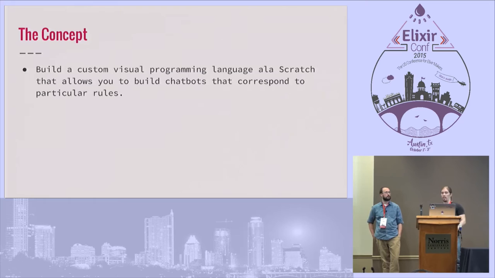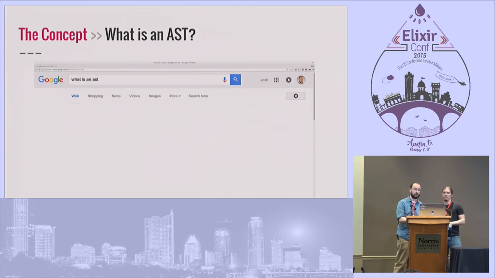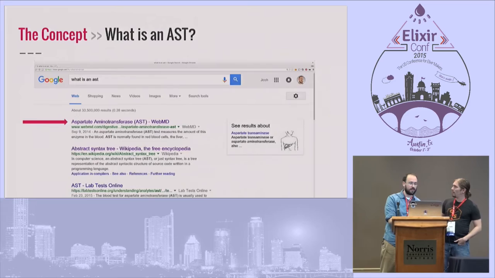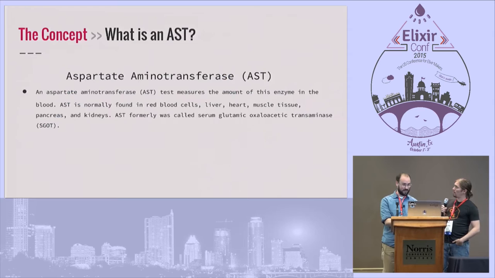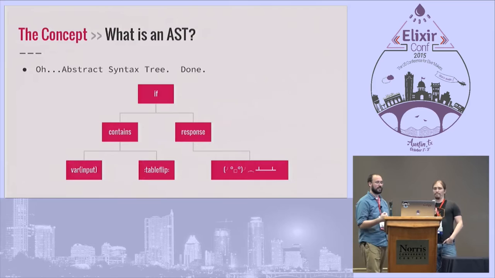Okay, so we've mentioned the word AST a couple of times already, and when I talk about this with people, sometimes they ask me, what is that? So like all good programmers, you might go to Google to find out. Google's great. Let's just click on that first result here. All right, so AST stands for aspartate aminotransferase, which is, right, so I think this is wrong. Let's try again. Maybe it's the second result. Okay, so it's an abstract syntax tree. So this makes more sense, right?